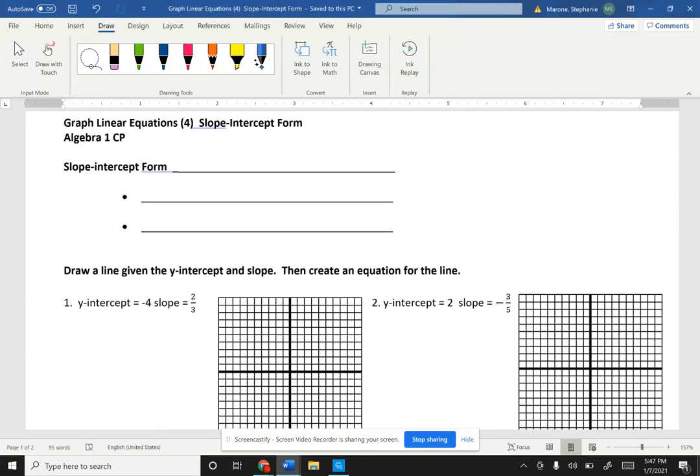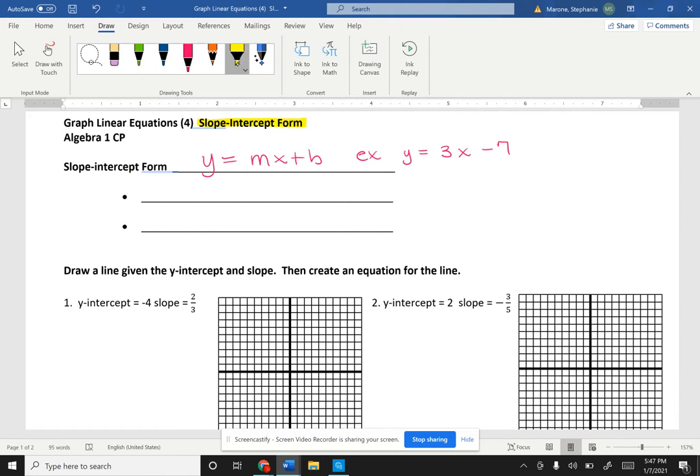We've learned graphing with t-charts and graphing with intercepts, and now we're going to learn how to graph with slope-intercept form. First, we have to know what slope-intercept form is. It's y equals mx plus b. So for an example, y is equal to 3x minus 7.